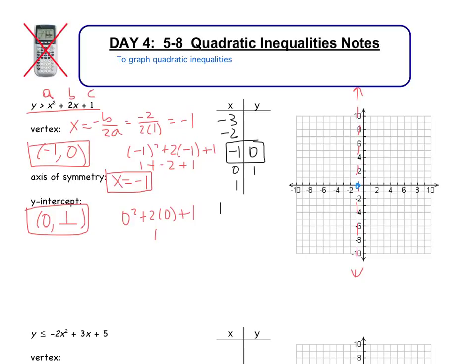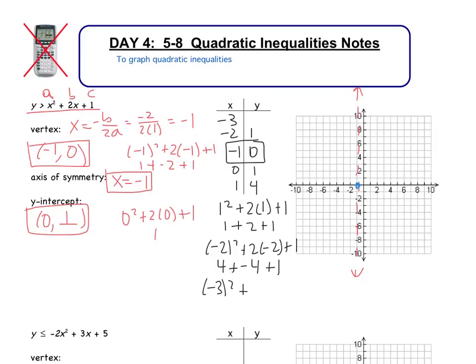If I substitute in 1, I get 1 squared plus 2 times 1 plus 1. So this is 1 plus 2 plus 1, which is 4. If I substitute in negative 2, I get negative 2 squared plus 2 times negative 2 plus 1. So this is 4 plus negative 4 plus 1, which is 1. And then if I substitute in negative 3, I get negative 3 squared plus 2 times negative 3 plus 1. So this is 9, add negative 6, add 1. 9 add negative 6 is 3. 3 add 1 is 4.